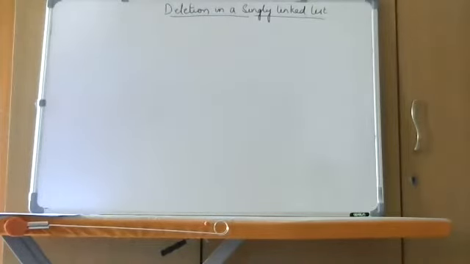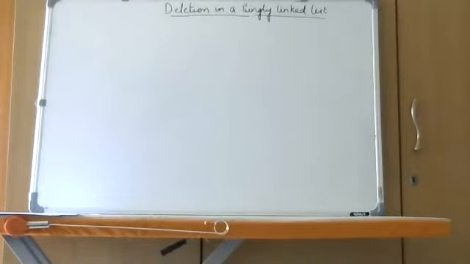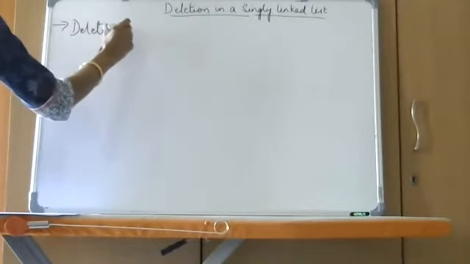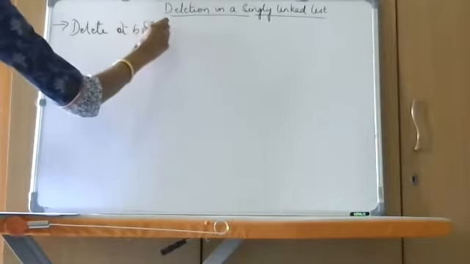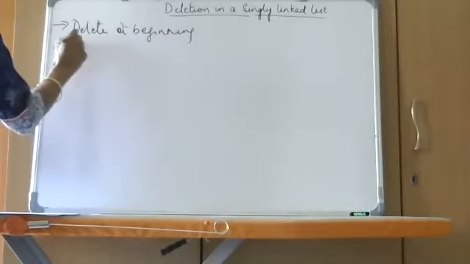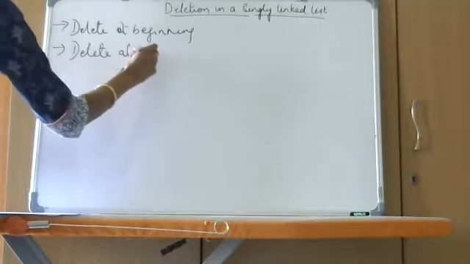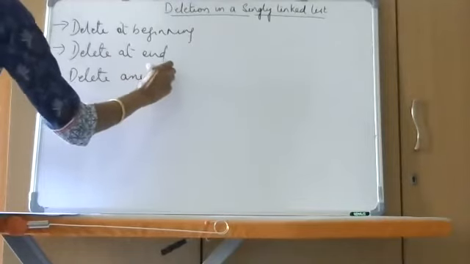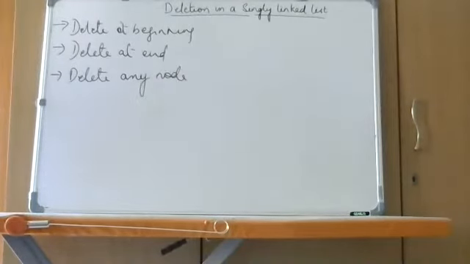In the last video that I had shared with all of you, we had done all types of insertion in single linked list, and we also saw how we can display a single linked list. Now let us move on to seeing how we can delete a node in a single linked list. What are the different options we have? There are three things that we can do. Delete at the beginning. We can have delete at the end. And we can have delete any node. Okay, these are the three options that we are going to see.